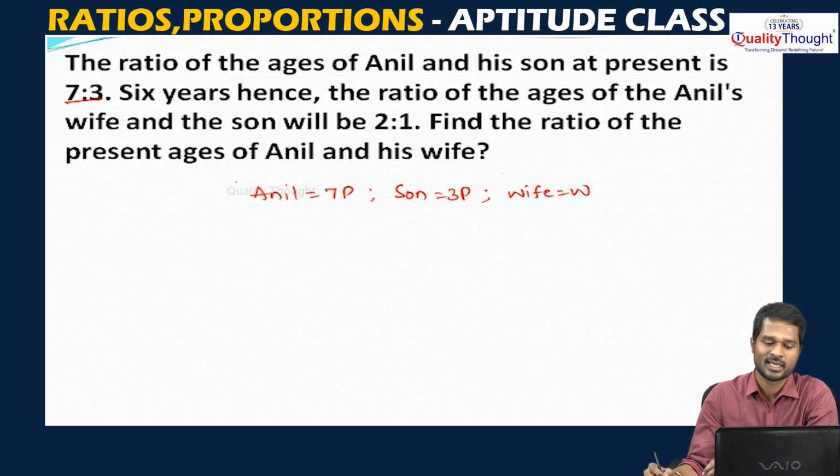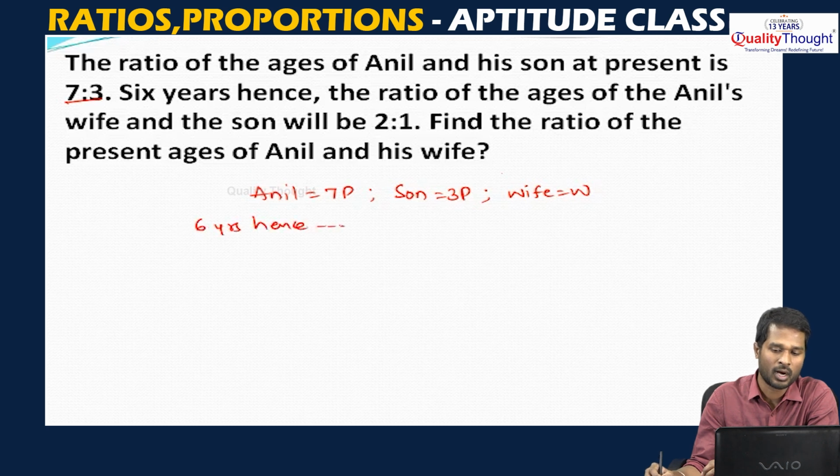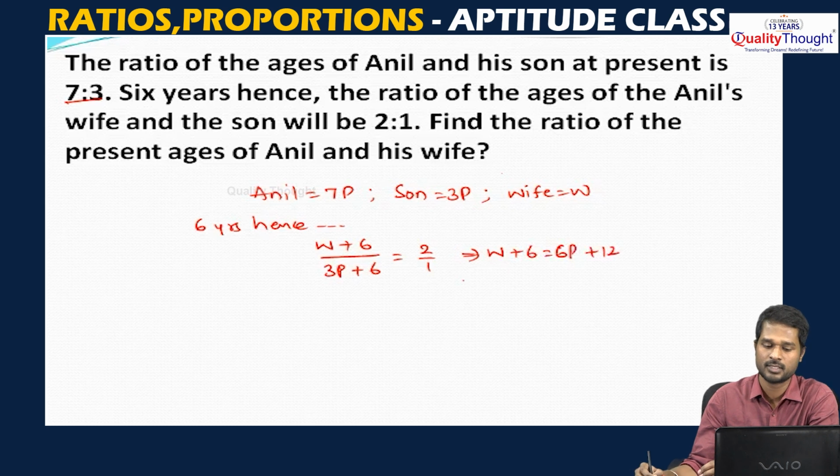Okay, now he says 6 years hence. So after 6 years, the ratio of Anil's wife and the son will be 2:1. That means Anil's wife's age after 6 years will become w plus 6, and his son's present age 3p will become 3p plus 6, and the ratio will be 2:1. Let's try to simplify this. w plus 6 is equal to 6p plus 12. So let's consider the variables on one side: w minus 6p is equal to 12 minus 6, which is 6.